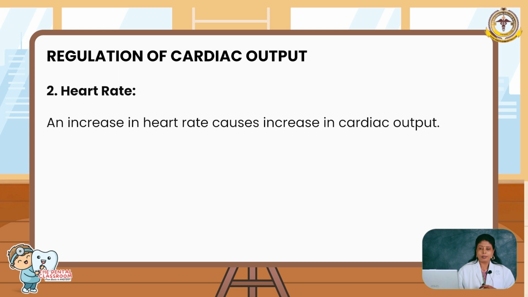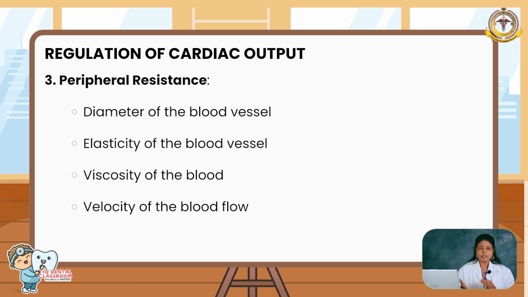Next, we will move on to the heart rate. Cardiac output is directly proportionate to the heart rate. Whenever the heart rate increases, cardiac output will increase. Whenever the heart rate decreases, cardiac output will decrease. Next is the peripheral resistance, which is also called as afterload, which is the resistance offered by the peripheral vessels. There are factors which will influence the peripheral resistance. The first is the diameter of the blood vessel. If the diameter of the blood vessel increases, the resistance will decrease. Whereas if it decreases, the resistance will increase.